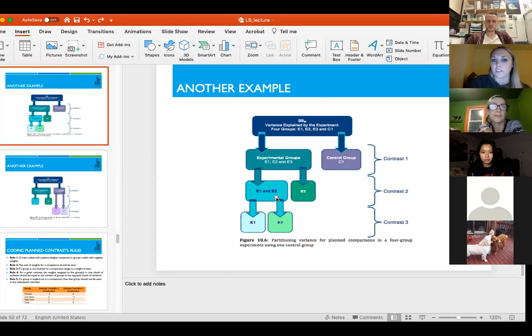But here you can see, let's say you had 3 or 4 total groups: a control, experimental 1, experimental 2, and experimental 3. Then you could partition it this way, where you do contrast 1, contrast 2, and then contrast 3, in whichever way made logical sense for your experiment. And now, instead of having to do all possible pairwise comparisons, you're actually only doing 3 contrasts.